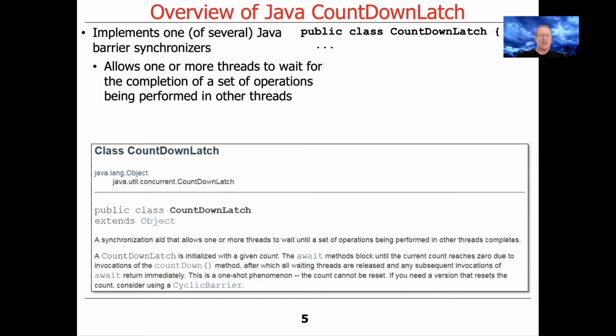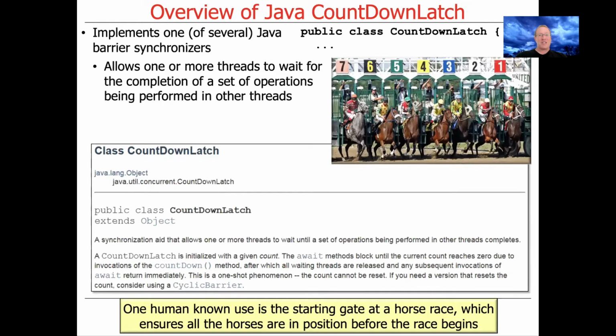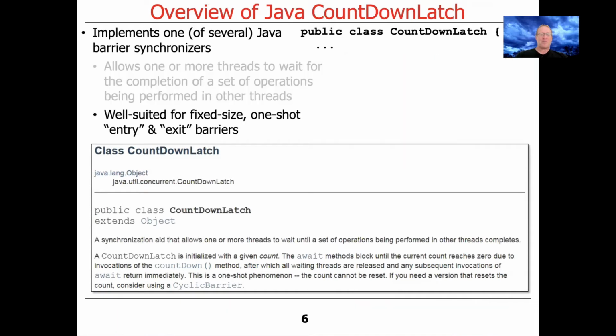And this particular implementation allows one or more threads to wait for the completion of a set of operations being performed in other threads. So one example of this that we've touched on earlier was the starting gate in a horse race, or the starting blocks in a foot race, where all the horses or all the runners are going to be in position before the race begins. You wouldn't want one horse to start before the other ones. You wouldn't want one runner to start before the other ones, unless you're racing against Usain Bolt, in which case you want to give everybody like a 20-yard head start, and he'll probably still win.